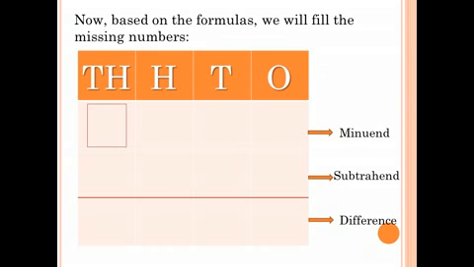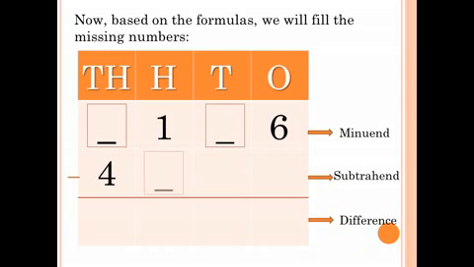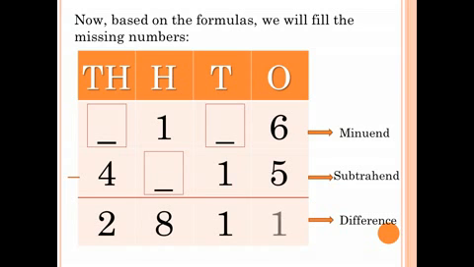Now children, based on these formulas, we will fill in the missing numbers. In the thousands place, there is a blank. Hundreds place 1. Tens place there is a blank, and ones place 6. Minus, in the thousands place we have 4. Hundreds place we have a blank. Tens place we have 1, and ones place we have 5. And in the difference we have already got the answer, that is 2,811. So now let us find out the missing numbers.